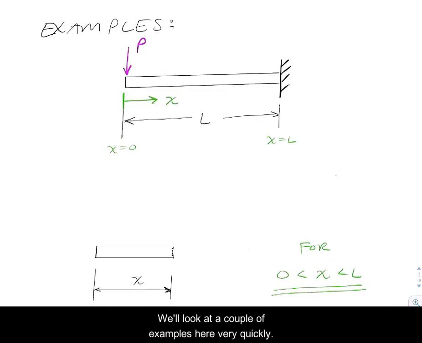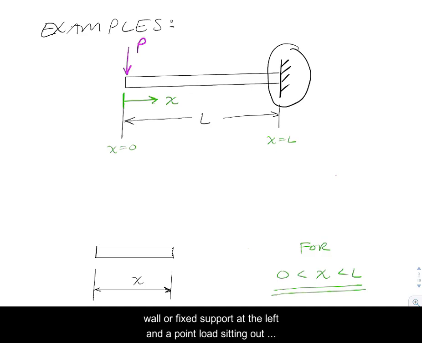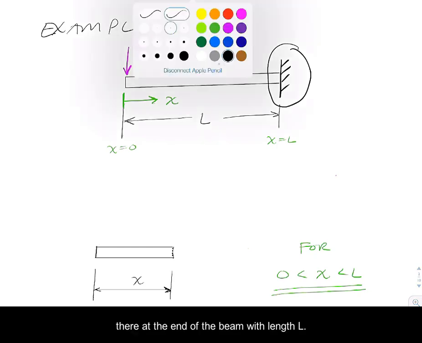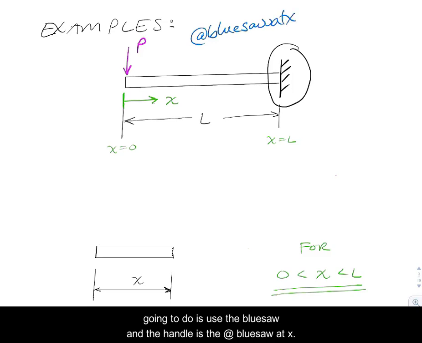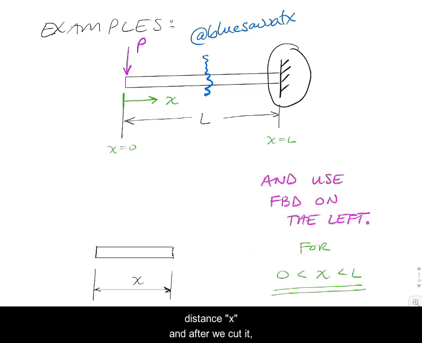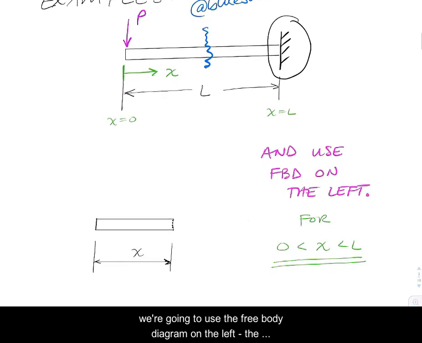So we have a simple cantilevered beam. We've got a wall or a fixed support at the left end, and a point load sitting out there at the end of the beam, at a length L. We define a coordinate system, and what we are going to do is use the blue saw. We cut this thing at a distance x, and after we cut it, we're going to use the free body diagram on the left, the one that does not contain the red arrows from the support force.